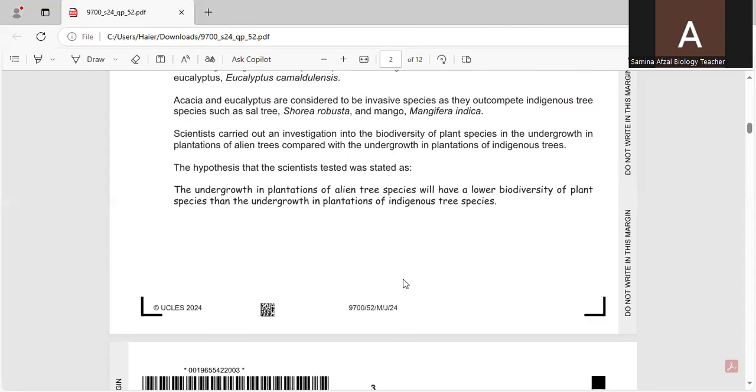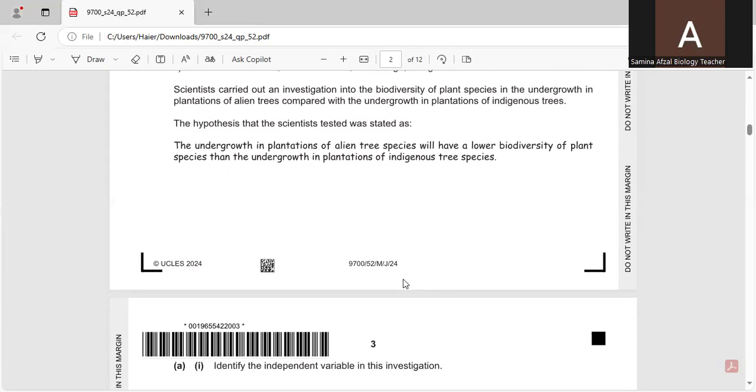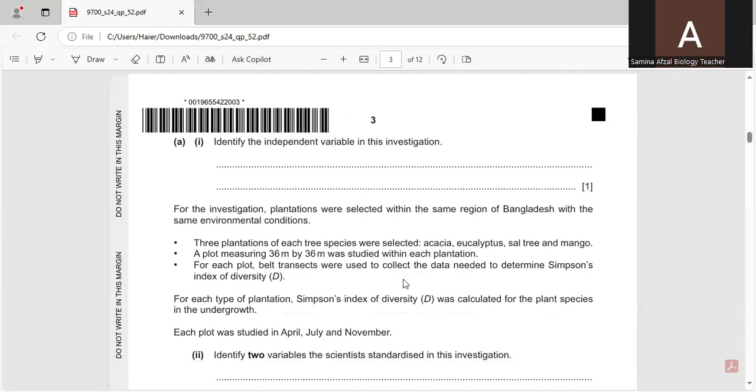Scientists carried out an investigation into biodiversity of plant species in the undergrowth in plantations of alien trees compared with the undergrowth in plantations of indigenous trees. The hypothesis that the scientists tested was stated as: the undergrowth in plantations of alien tree species will have a lower biodiversity of plant species than the undergrowth in plantations of indigenous tree species. So this is the hypothesis which was made by the scientists.